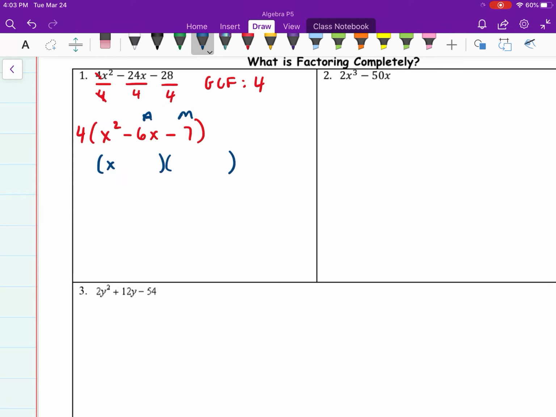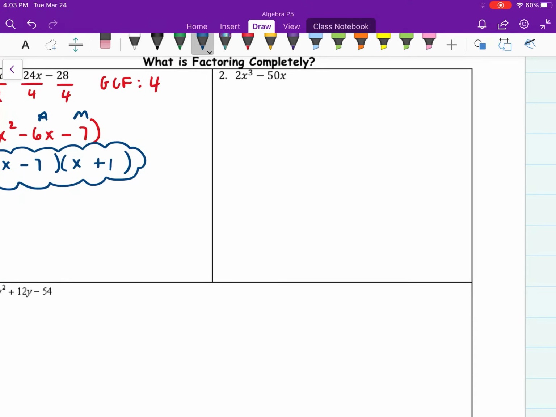This would be a trinomial, so it's the AM method, x and x. What multiplies to -7 and adds up to -6? That would be a -7 and a +1. Don't forget to bring down the old GCF. And now I can't factor that anymore, so I'm done.